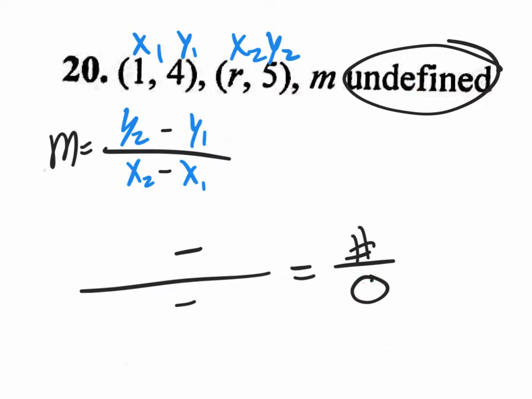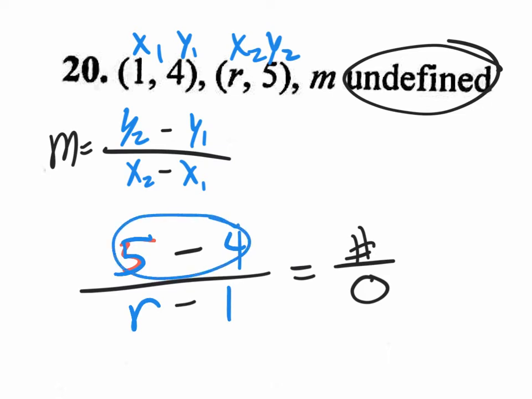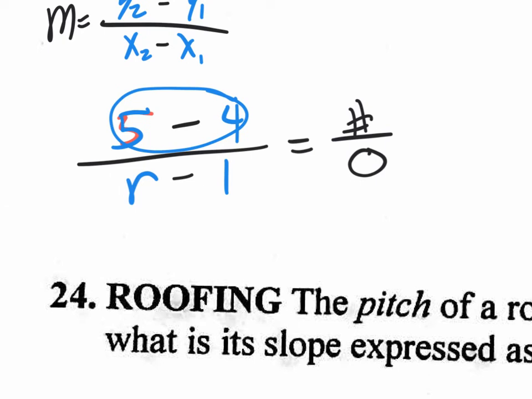So let's plug in our values here. y2, which is 5, minus y1, which is 4. x2, which is r, minus x1, which is 1. So I really have 5 minus 4, which is 1. Let me rewrite my equation. I have 1 up on top over r minus 1 equals, we know it has to have a 0 on the bottom. So ladies and gentlemen, we have a fraction and it has to have 0 on the bottom. So what do we have on the bottom right here? We have r minus 1 on the bottom, right?